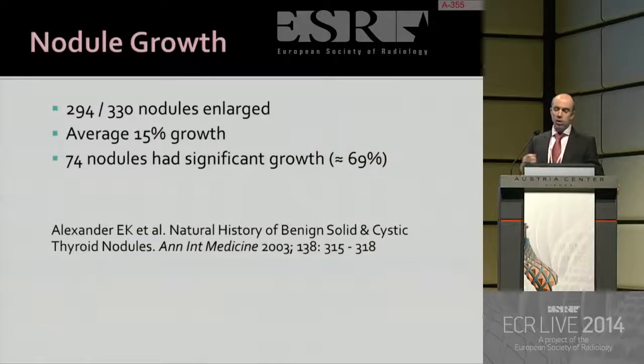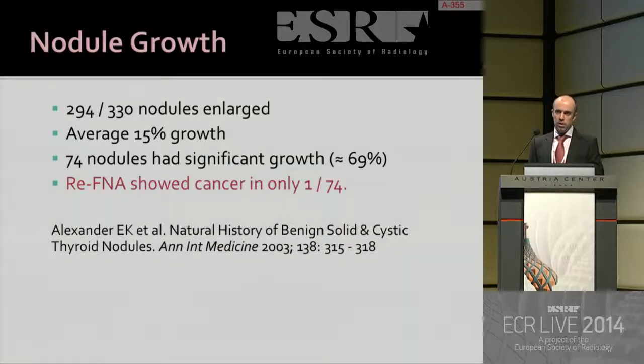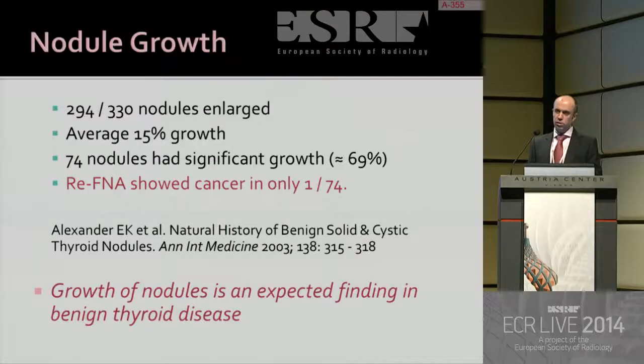In this paper looking at 330 benign nodules, they were followed up. 294, that's 90% of the nodules, grew with an average growth of 15%. 74 of the nodules grew significantly, growth rates around 69%. These were re-FNA'd. Malignancy in only 1 out of 74. Growth of nodules is an expected finding in benign disease. We should be basing our decision to FNA on the nodule appearances, not the nodule size.